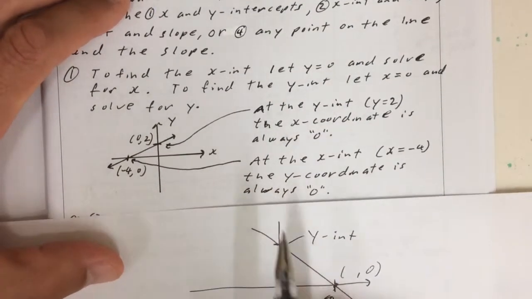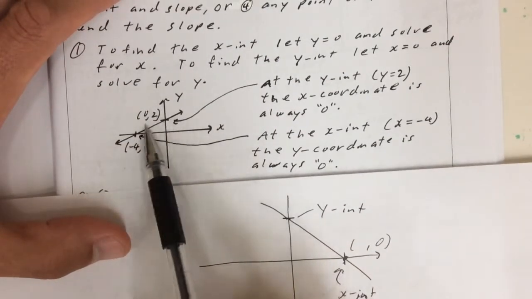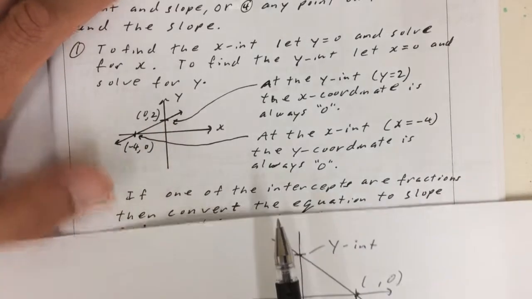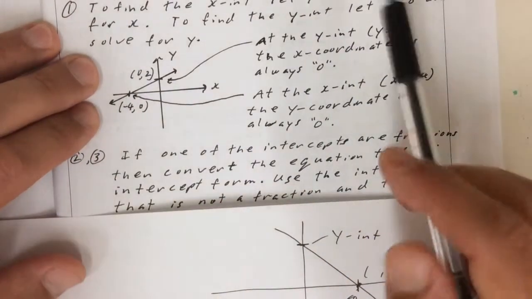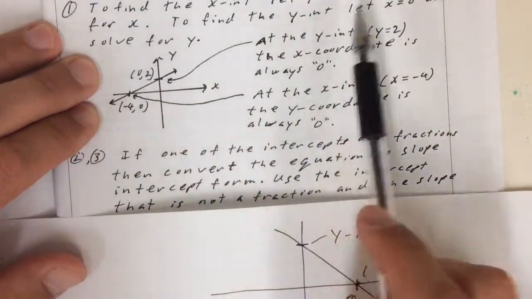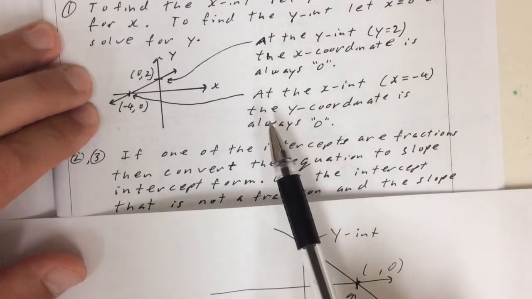This is basically what it's showing here: at the y-intercept, the x-coordinate is 0, and at the x-intercept, the y-coordinate is 0. So if you want to find the two intercepts, let the other coordinate equal 0, plot them, and draw the line through them.